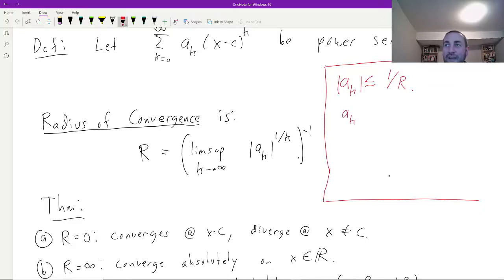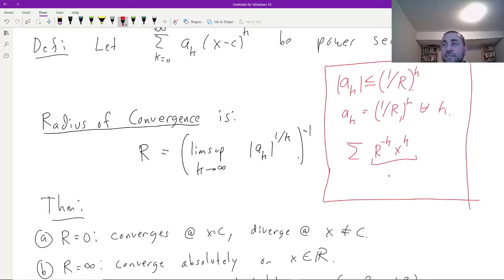Well, let's imagine that a_k was actually literally 1 over r^k for all k. We would end up with the power series sum of r to the minus k times x to the k, and just looking at this, you can see that this is going to converge as long as |x| is less than r, and it's going to diverge when |x| is bigger than r. So this is sort of the heuristic, right?